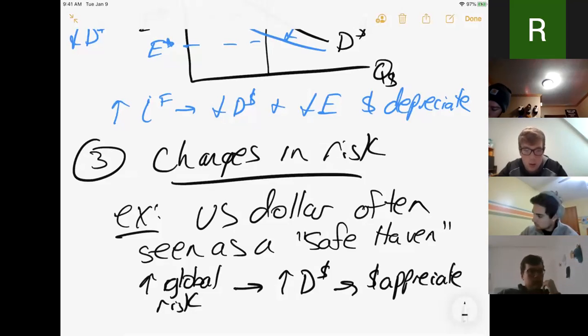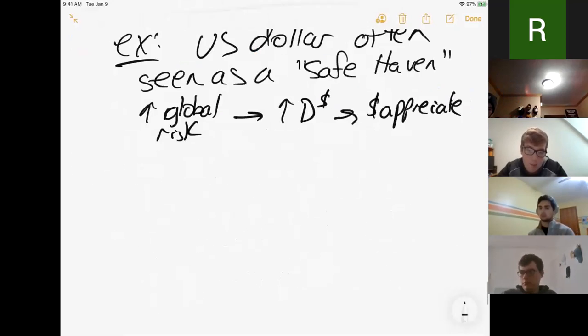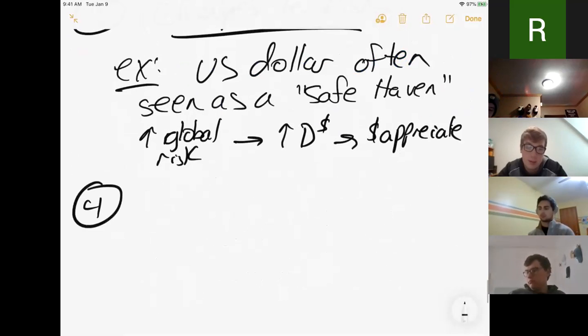As I said, we're going to talk more about this tomorrow, the special role that the dollar has in the global financial system. The US has huge advantages when it comes to international macro because of the special role that the dollar plays. Let me talk about one more thing that could impact exchange rates.